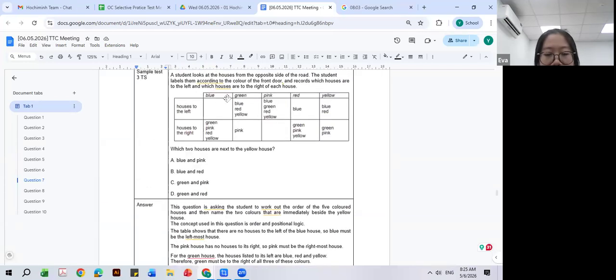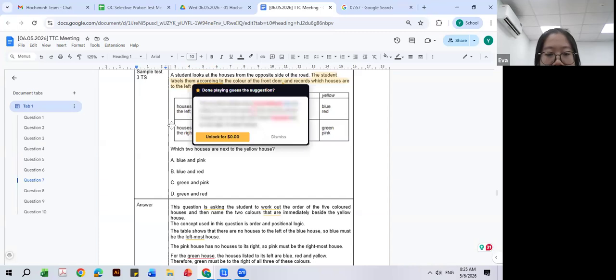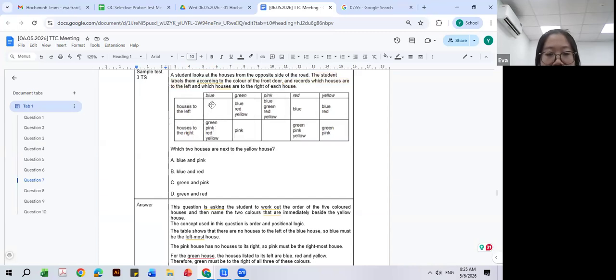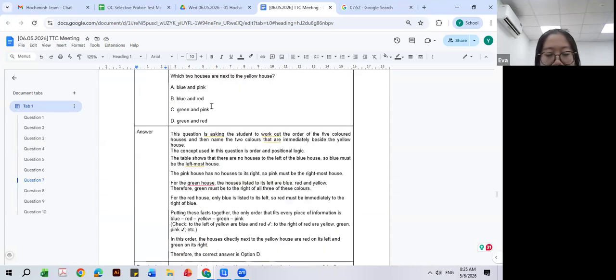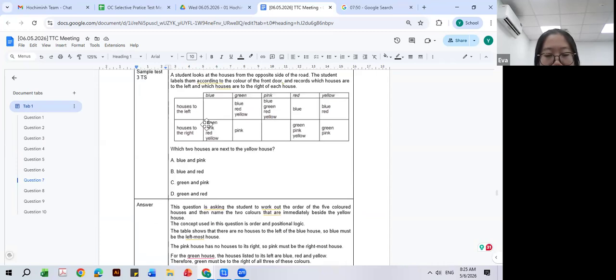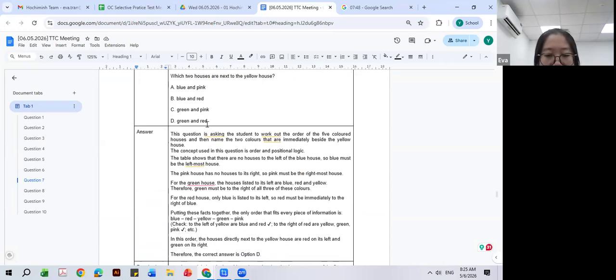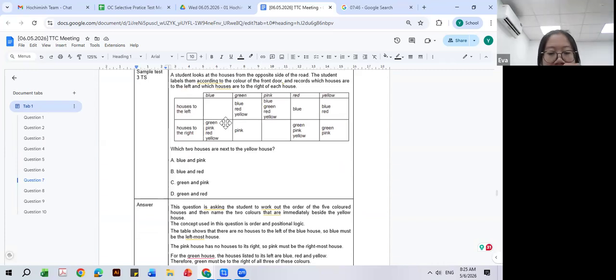So from the table we see that for the blue house, there is no house on the left side of the blue. So the blue must be on the leftmost side. And we look at the second row, we see the pink house, and we see that there is no house on the right of the pink. So the pink will be the rightmost house.